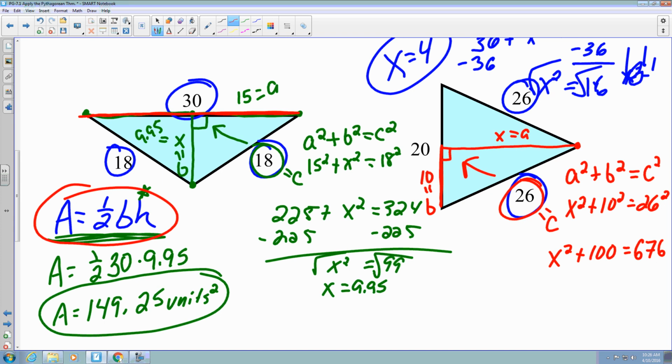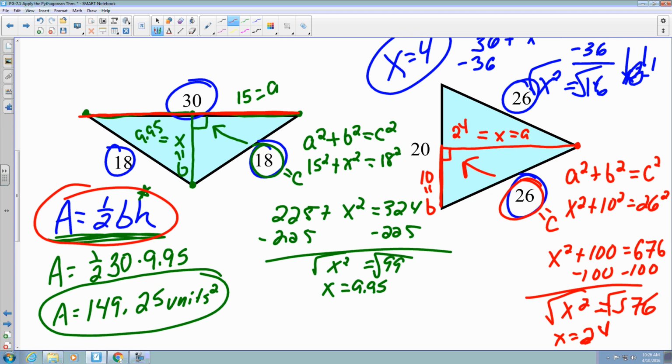676. Solve for x, so we subtract 100 from both sides, so I get x squared equals 576. And finally, we take the square root of both sides. The square root of 576 gives me 24. So x is 24. So now we have all the information we need in order to find the area.